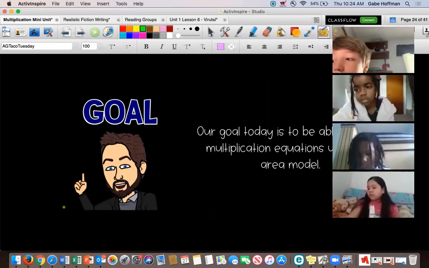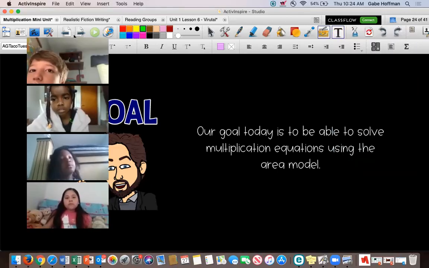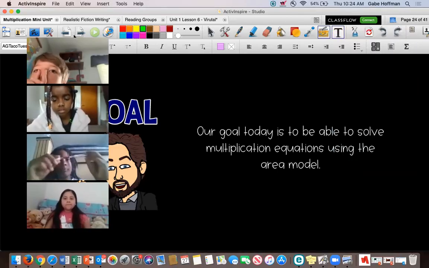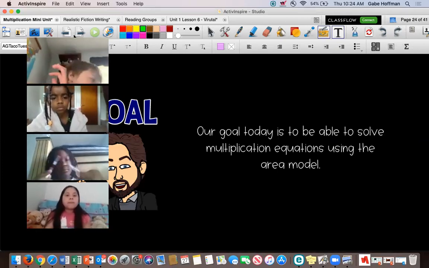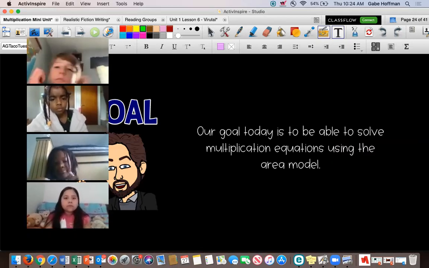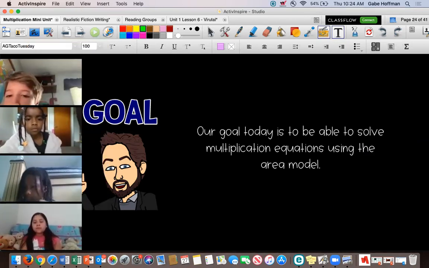So, Clay, can you go ahead and read our goal for today? Our goal today is to be able to solve multiplication equations using the area model. Thank you, sir. So looking at a multiplication problem or an area problem and saying, okay, I can find that area using length times width.